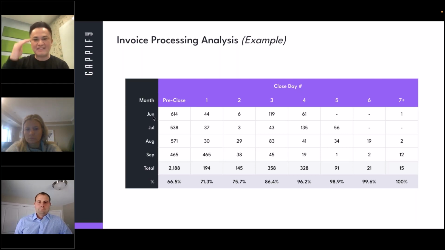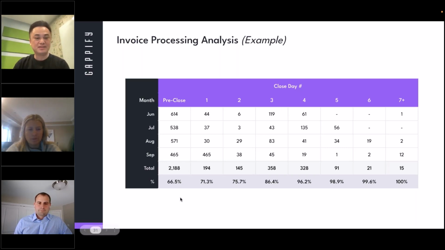All right, so what we have here as rows are the months, and what we have as columns are when invoices are created in your system. As you can see here, there were 600 invoices that were vouchered before the close started. And then we quantify what that is in day 1, 2, 3, and 4.